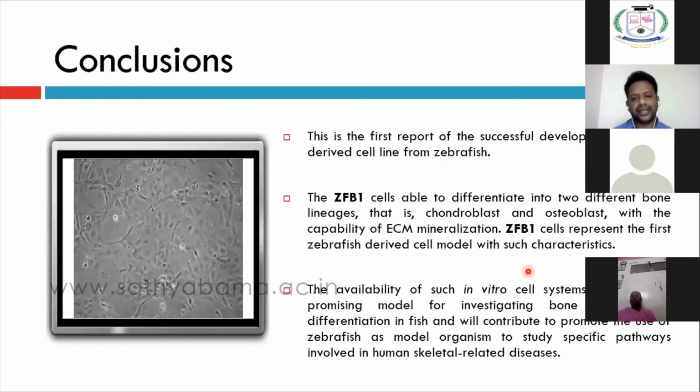So this is the cell line. We named it ZFB1. It can be differentiated into chondroblasts and osteoblasts. So this is a tool you actually have for bone, so you can study anything related to bone. If you have this cell line, you can work in the lab itself. You don't have to go for animal experiments.